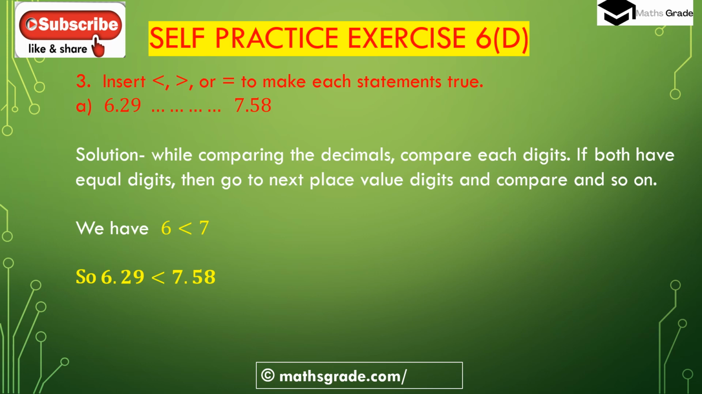Here 6.29 and 7.58. In the first decimal number, the digit 6 is there, and in 7.58, 7. We know 6 is less than 7, so 6.29 is less than 7.58.